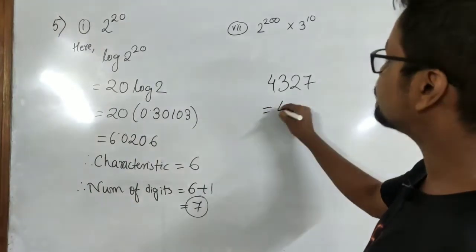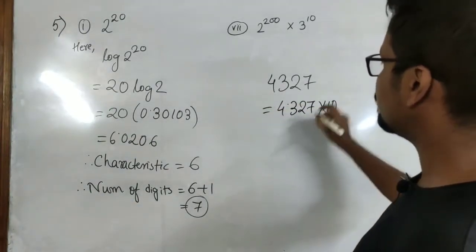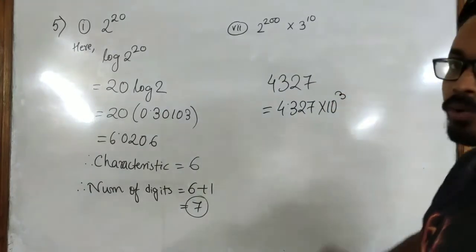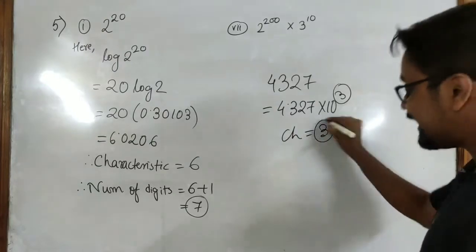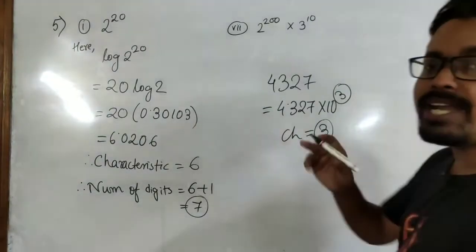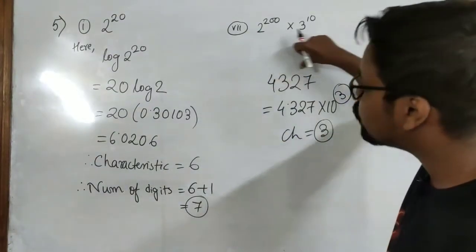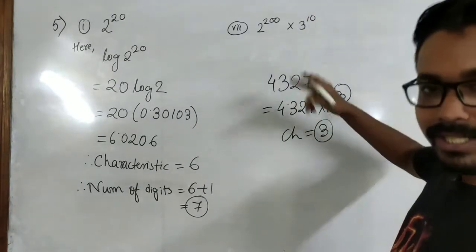We convert it into scientific notation, the standard form, and we write this, right? This value is the characteristic. So here the characteristic is 3. That means if the characteristic of a number is 3, how many digits does it have? 4 digits. That means the number of digits is always 1 more than the characteristic.